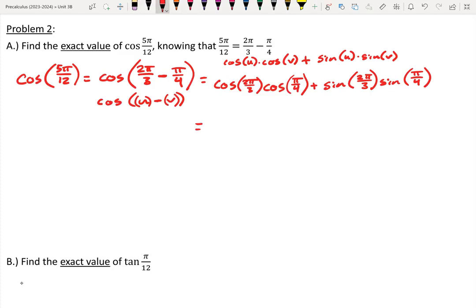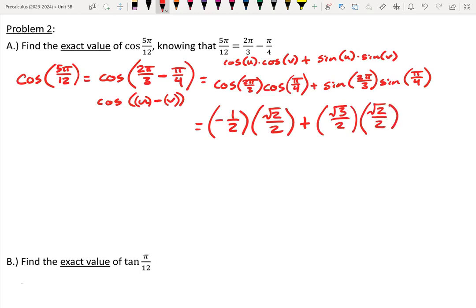Cosine at 2 pi over 3. Chris, what is cosine at 2 pi over 3? Cosine at pi over 4? Let's see. Orlando, what is sine at 2 pi over 3? Rad 3 over 2. Square root of 3. Sine at pi over 4? All right. Go ahead and multiply those.